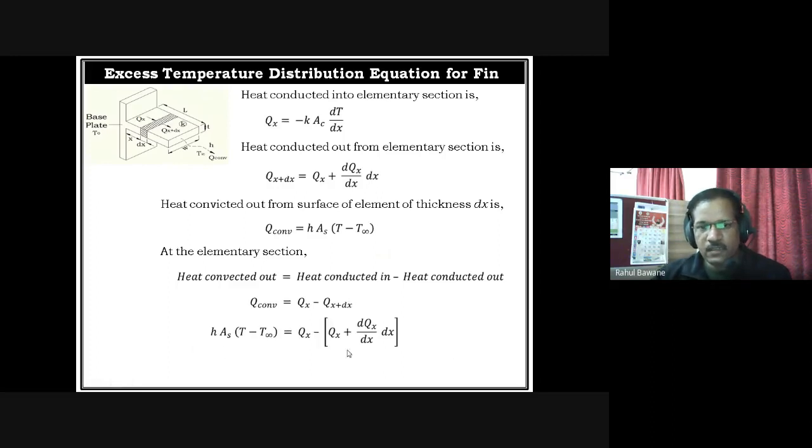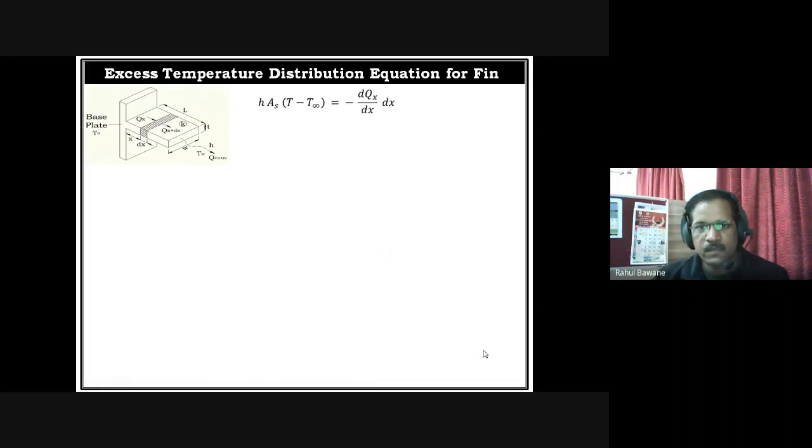So putting the formulas for all this, Q convection, h As (T minus T infinity), is equal to Qx minus Qx plus d by dx of Qx into dx. Now simplify this. I am putting the minus sign into the bracket, so it becomes Qx minus d by dx of Qx into dx. So plus Qx minus Qx get cancelled. So we obtain h As (T minus T infinity) equals minus d by dx of Qx into dx.